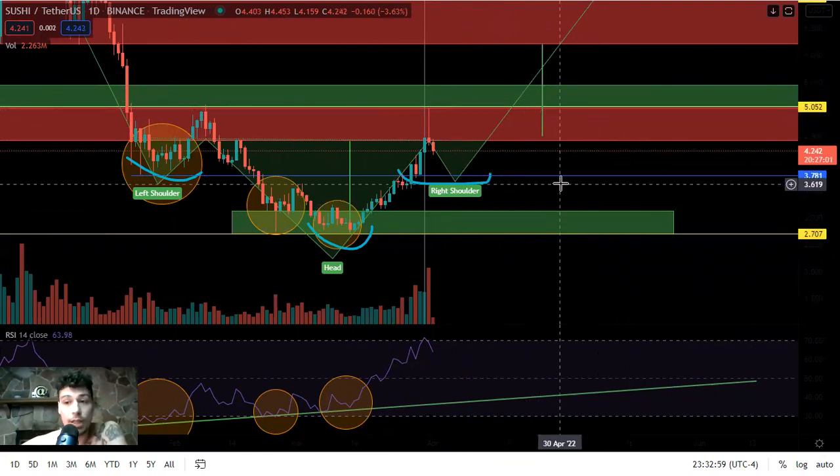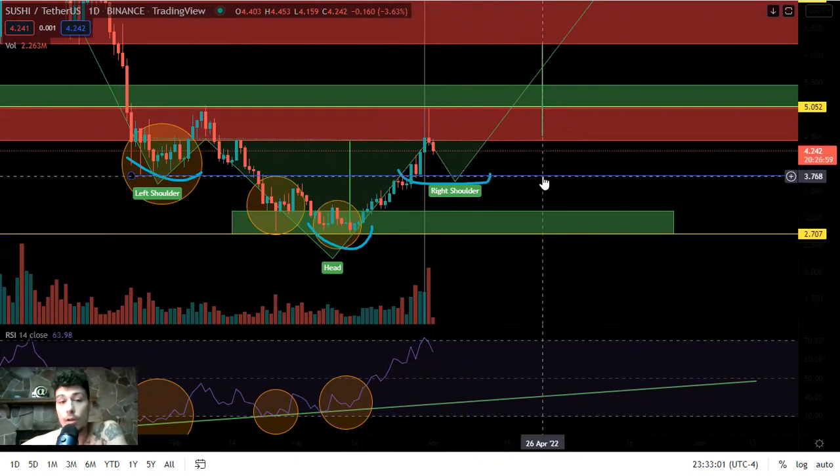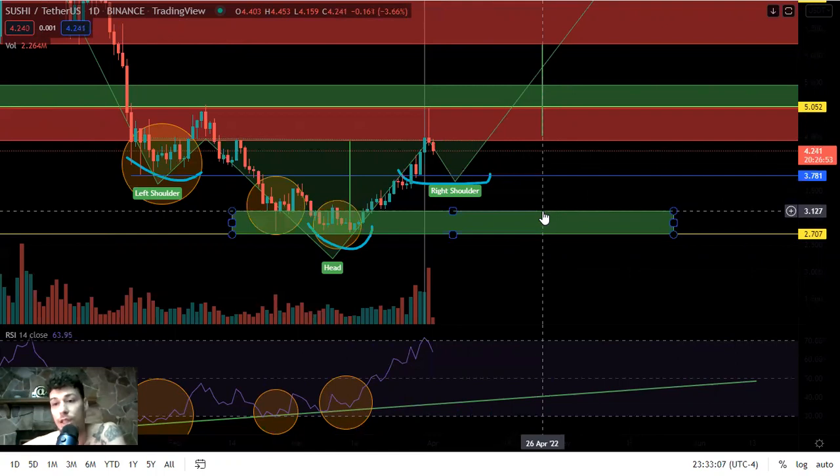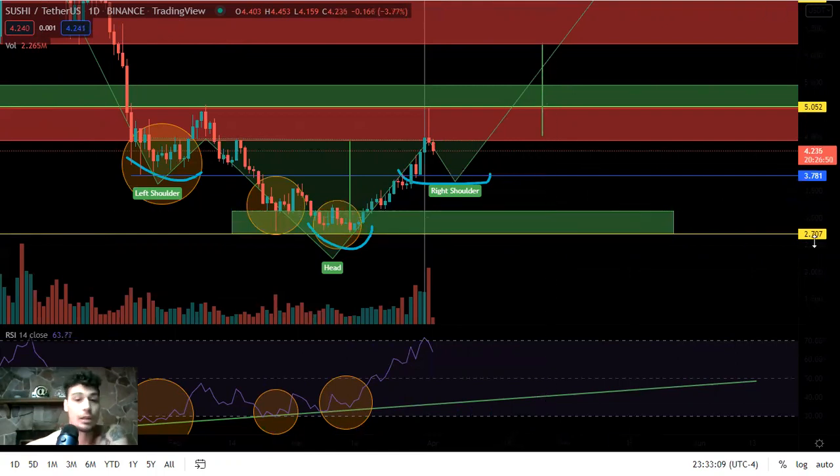And if we break that 378 level, then most likely we are going to head back down towards this demand zone here, which is going to be about 315 down to 2.7. So those are all the key levels you need to maintain and watch.